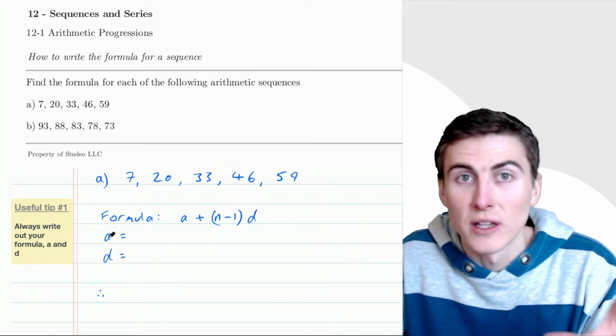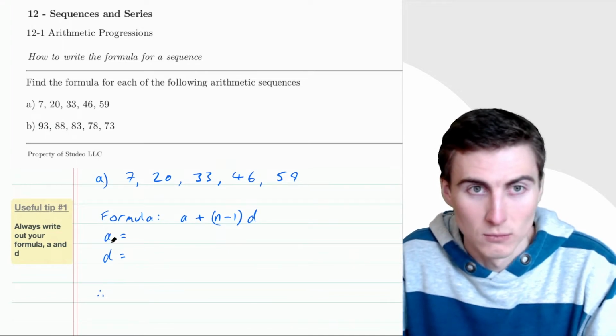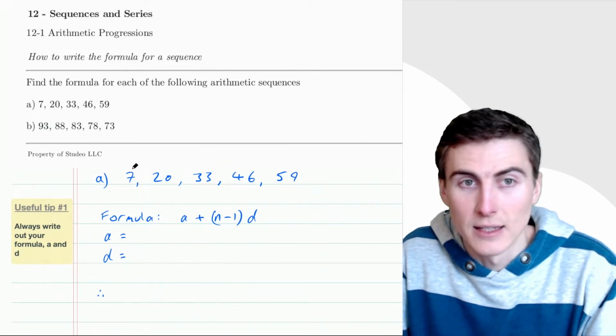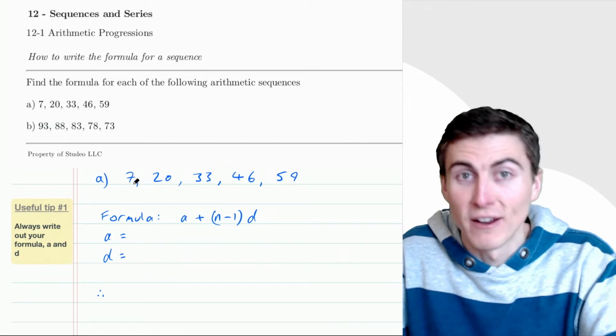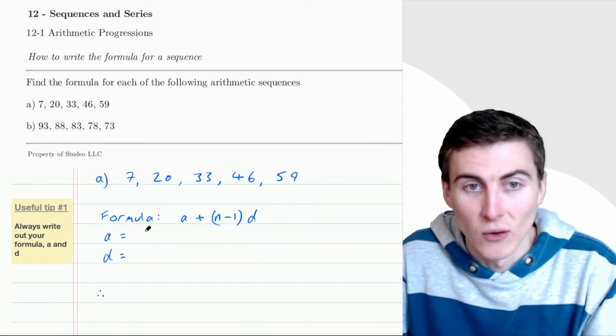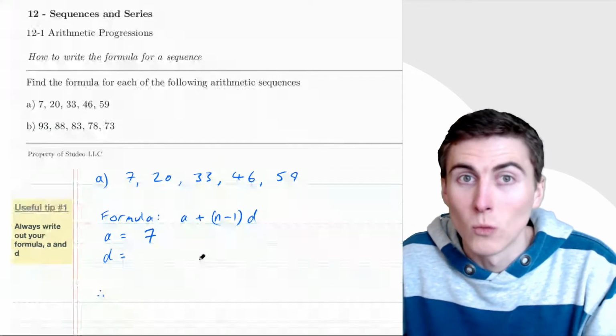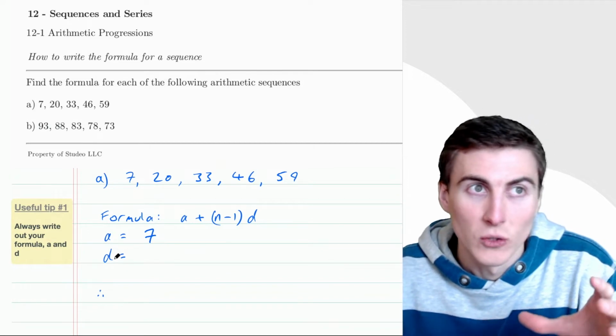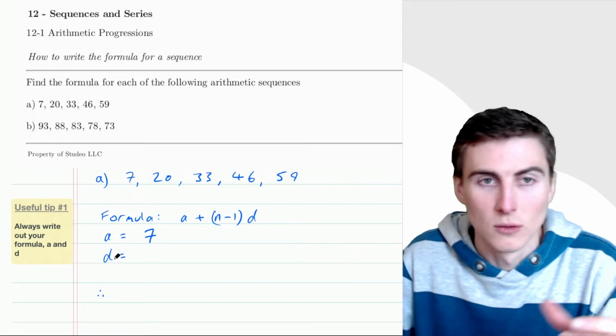a and d are the really important terms I have to find. a is just the first term in the sequence, so the very first number. So in this sequence here, a is 7. It's as simple as that. It's just the very first term in the sequence. So a is 7. Meanwhile, d is the common difference. It's the difference between each term in the sequence.